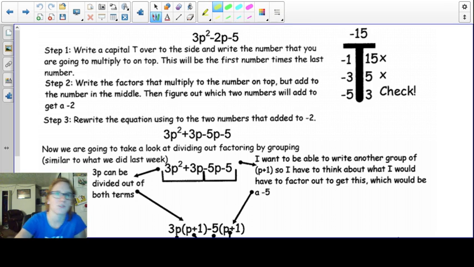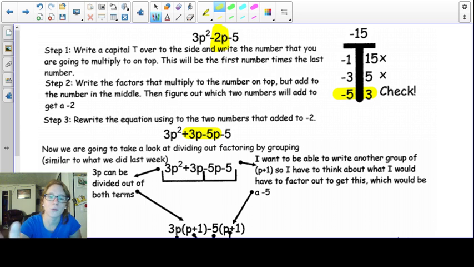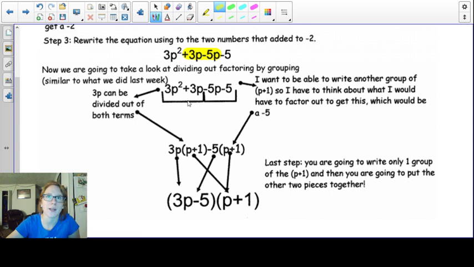Now, the difference is that instead of starting already on the parentheses, I'm going to rewrite my middle term using the two numbers I just found. The reason being is now I can do this thing called factoring by grouping, which means that when I have 4 terms, I can split it into the first two and divide something out of that. So what can be divided out of 3p squared and 3p? I can divide out 3p. Cool. What I'm left with is p plus 1.